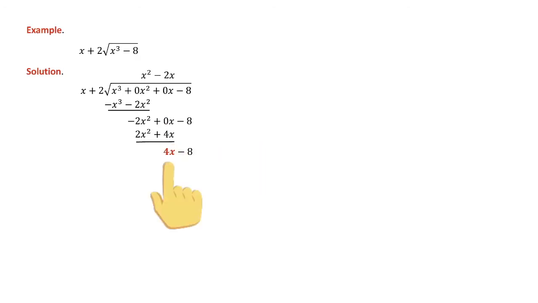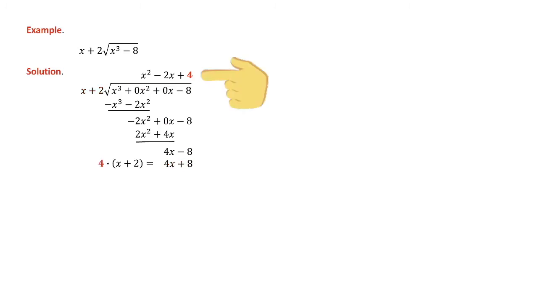Let's see. So I have to match a 4x, right? I don't care about the 8, minus 8. I have the x here. I don't care about that. I need the x. What do I multiply x by to get 4x? 4. So 4 times x is going to give me the 4x. So I'm going to multiply the whole thing and get this term here.